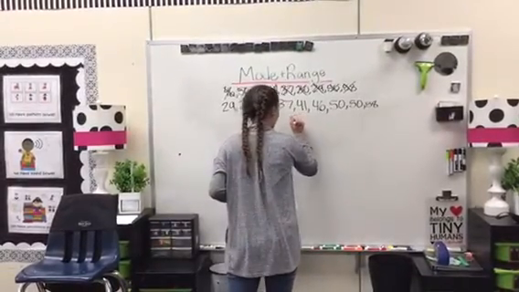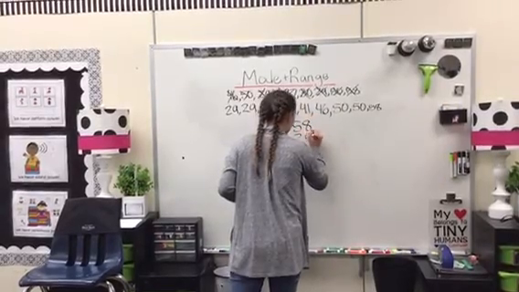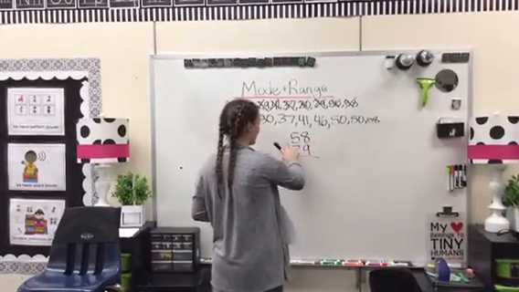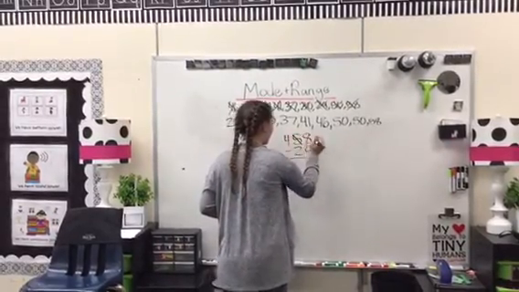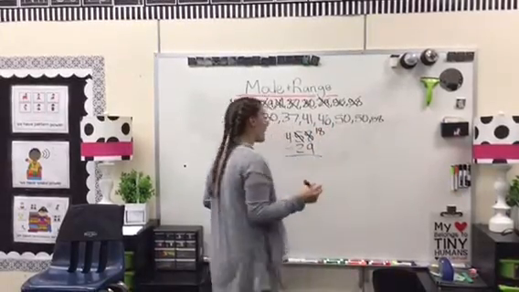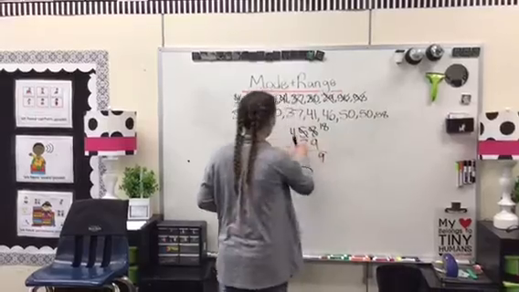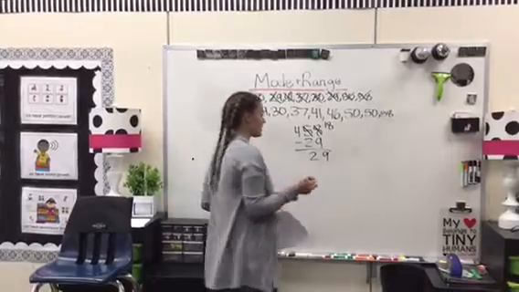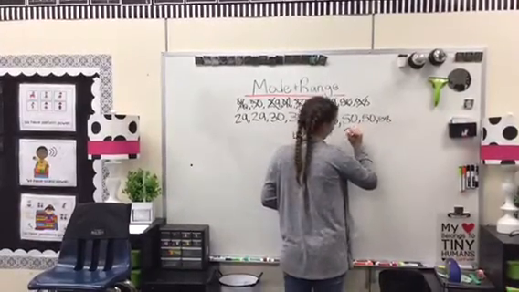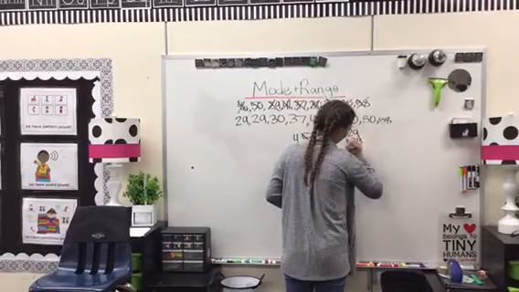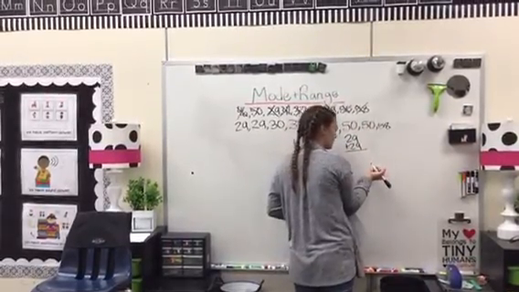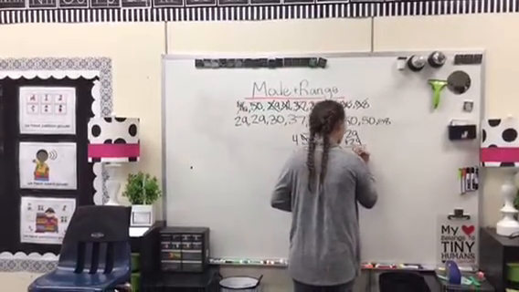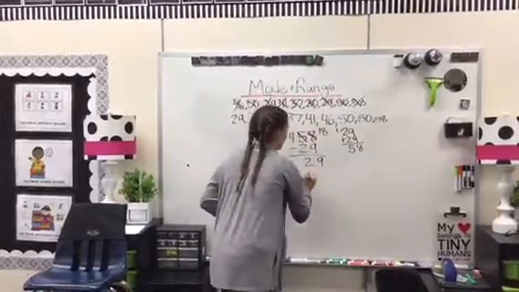So we have 58 minus 29. And we can't do 8 minus 9, so we come over to the 5, borrow 1, make this a 4, make this an 18. 18 minus 9 is 9. 4 minus 2 is 2. And we're going to check our subtraction with addition. So we have 29 plus 29, and 9 plus 9 is 18, carry your 1. 2 plus 2 is 4, plus 1 is 5. We get 58, so our range is 29.